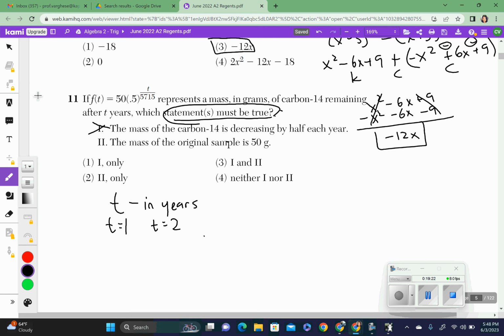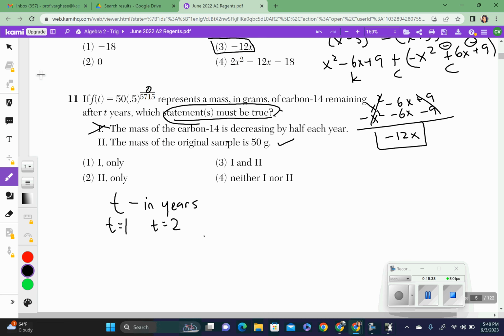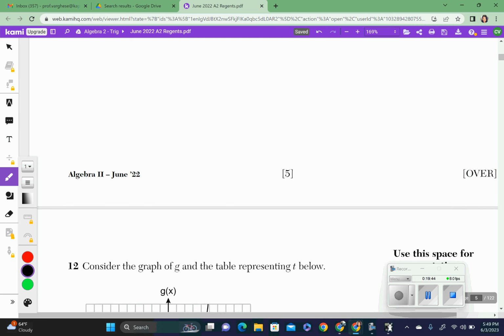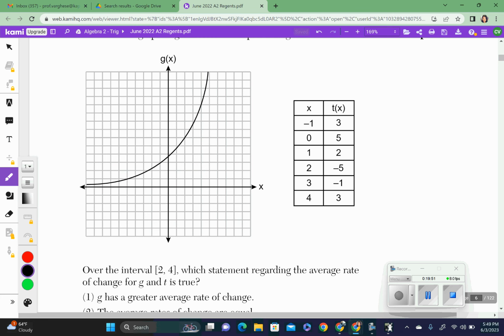To check the second one, it says the mass of the original sample is 50 grams. What that means is if I take this t right here, and I put the number 0 right there, or if I go to my calculator and I look what's across from 0, you'll see 50. That means that the original sample is 50 grams, which is true. So 2 is the only one that's true. Right? So that's how you do number 11. All right, question number 12. Consider this graph over the interval 2, 4.